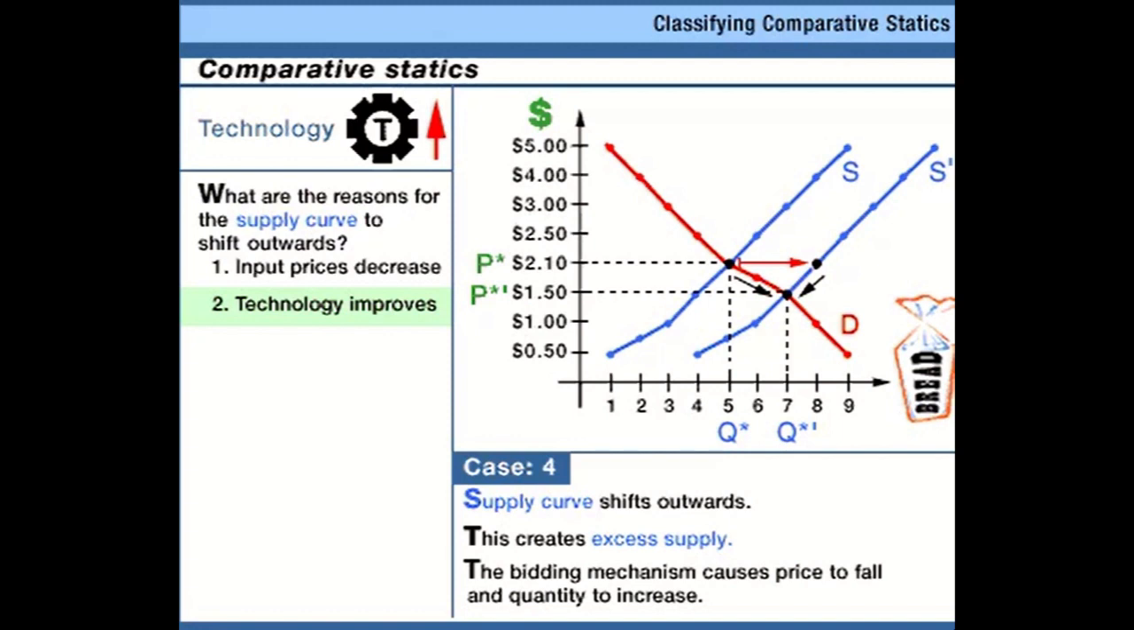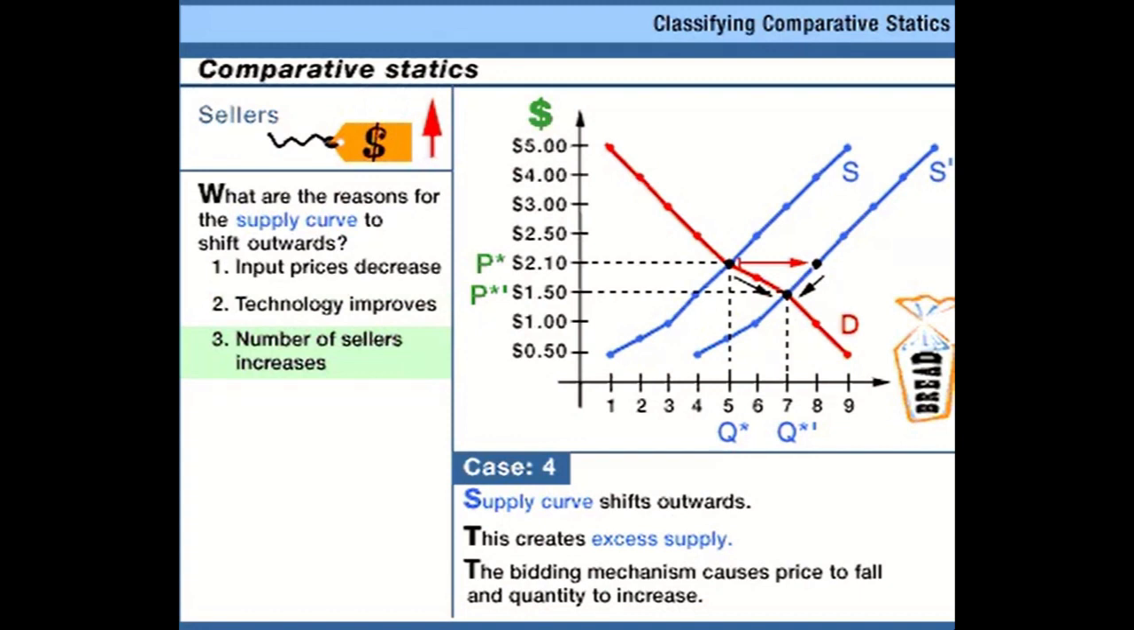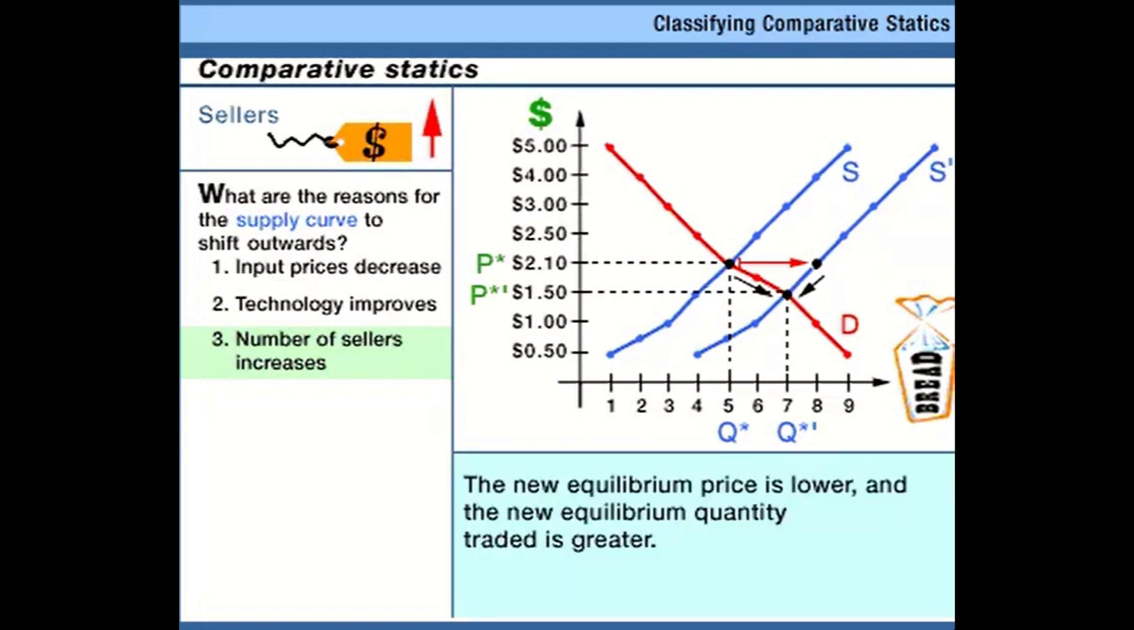And finally, if the number of sellers in this market increases, since it is the market supply curve, the supply curve shifts outwards. All of these factors shift the supply curve outwards, leading to a lower equilibrium price and a larger equilibrium quantity traded. So we have 4 cases, and each of these cases results in a different combination of changes of price and quantity.